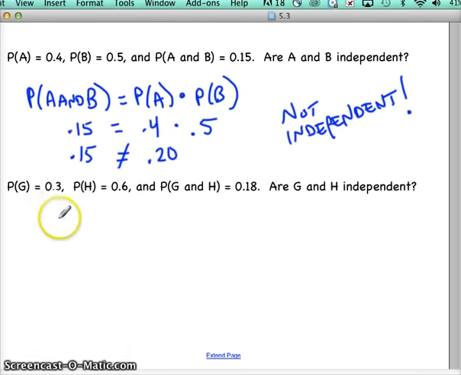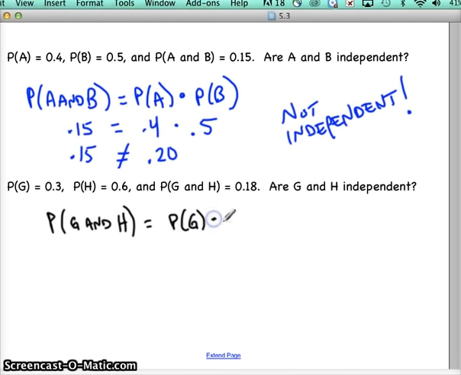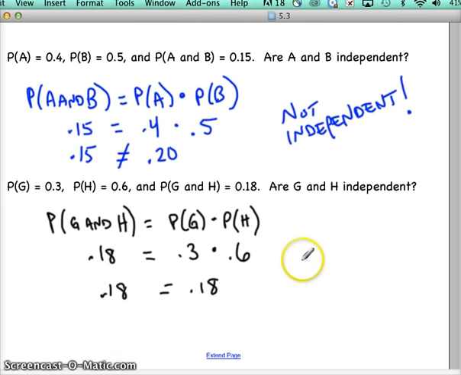So the probability of G and H, if they're really truly independent, should equal the probability of G times the probability of H. So let's just check out, see if it works. So we're told that G and H is 0.18. We're told that the probability of G is 0.3. And we're told that the probability of H is 0.6. Does that work out? Yes, it does. So they are independent.